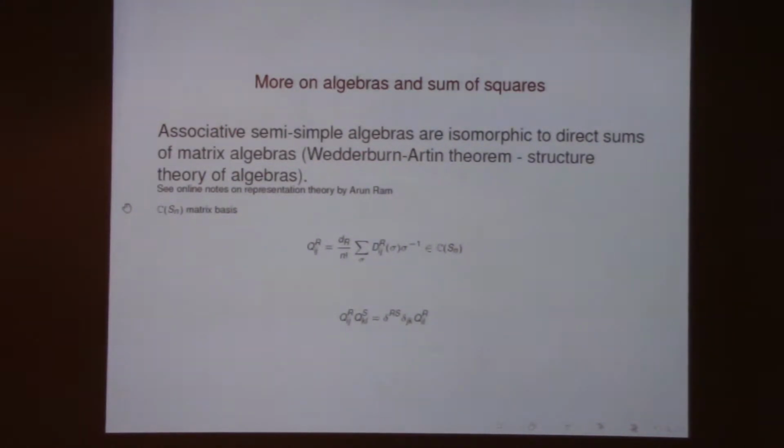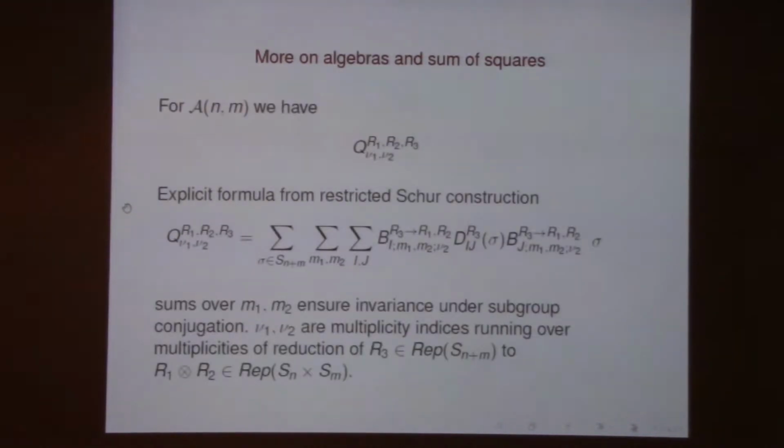For example, you have nice online notes on this business. So the dimension of the algebra is the sum of squares, and you can have a nice basis which reflects the matrix structure of the algebra. The same holds for this A and M. This was a sum of squares of Littlewood-Richardson coefficients. The explicit formula is not important. It comes from the restricted Schur construction, not important for what I'm doing today.